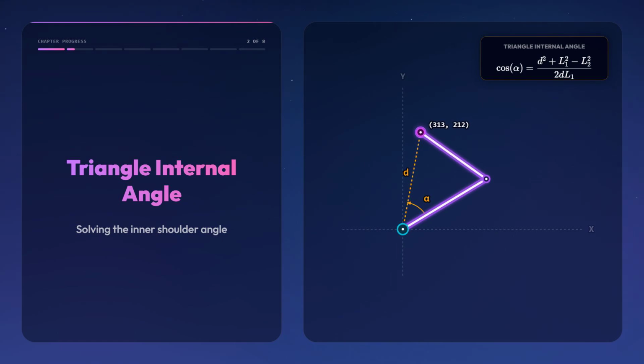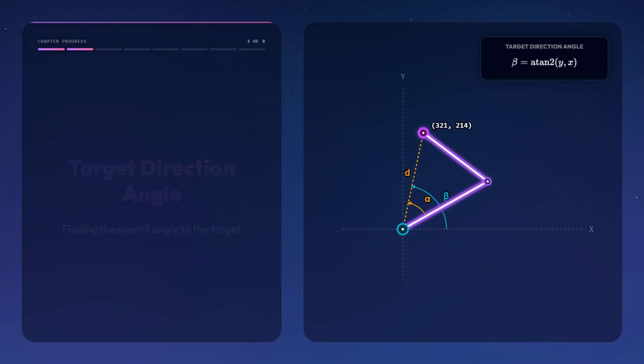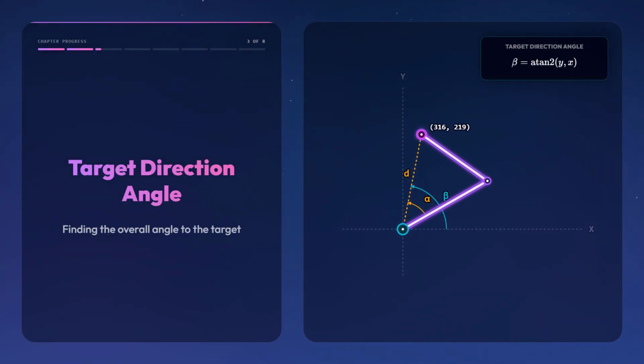We start by finding the internal angle alpha of the triangle formed by the arm lengths and the target line. Since we know the lengths of all three sides, L1, L2, and the target distance d, we calculate alpha using the law of cosines. Next, we calculate the angle beta, which is the direction of the target line relative to the horizontal axis, computed using the arctangent of y and x.